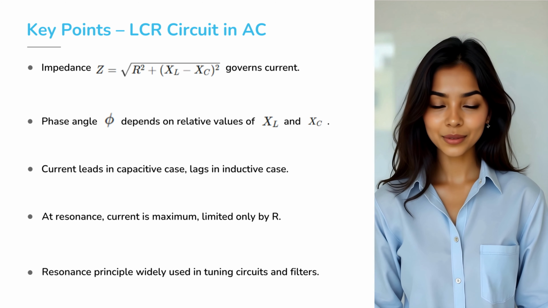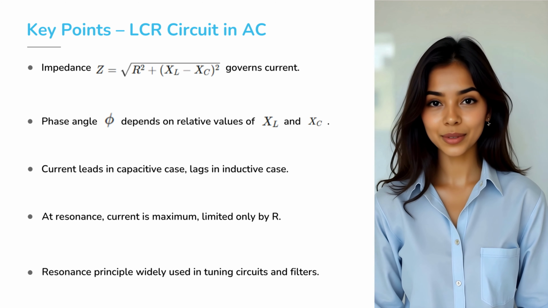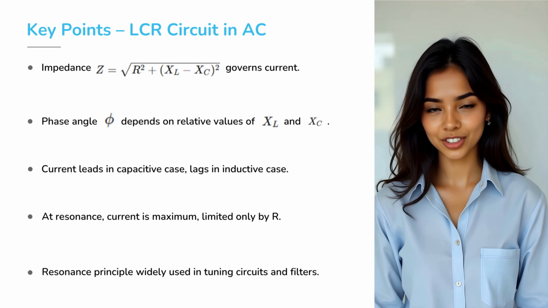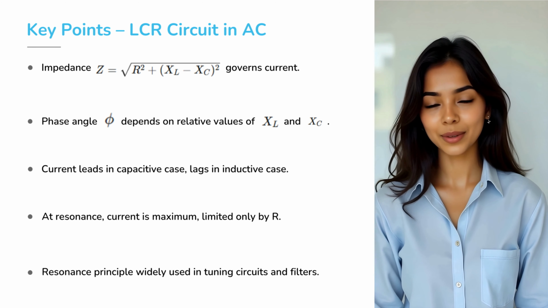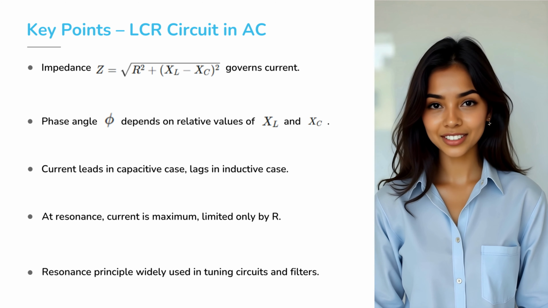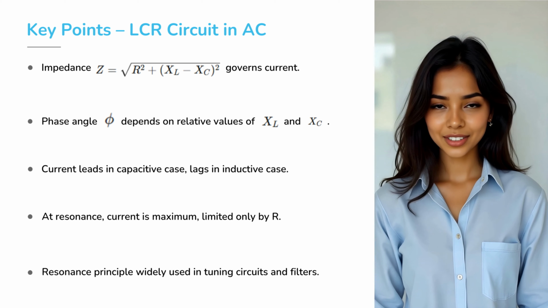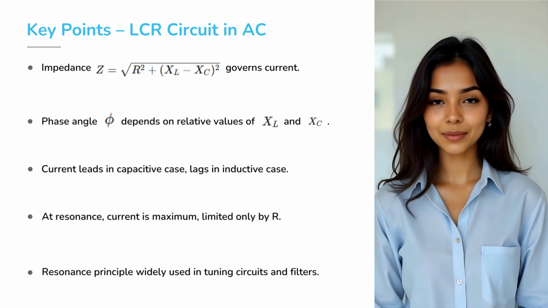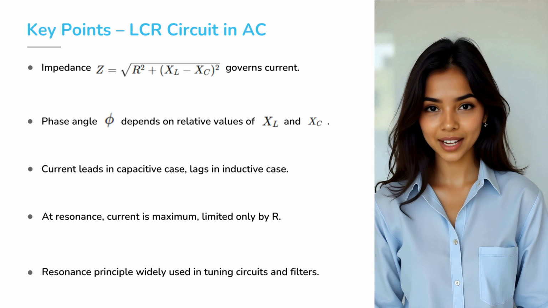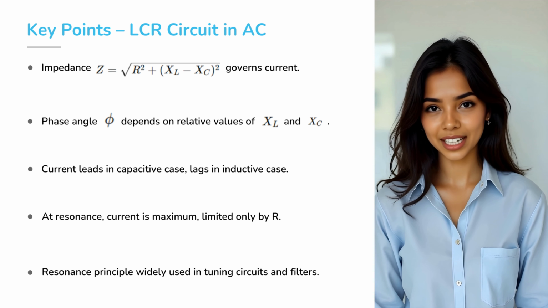So let's wrap this up. In a series LCR circuit, the effective opposition is called impedance, combining resistance and reactance. The phase relationship depends on whether the circuit is dominated by inductance or capacitance. Current leads in the capacitive case, lags in the inductive case, and is in phase at resonance. At resonance, the current is maximum, limited only by the resistance. This principle is the backbone of tuning devices, filters, and many applications in communication systems.